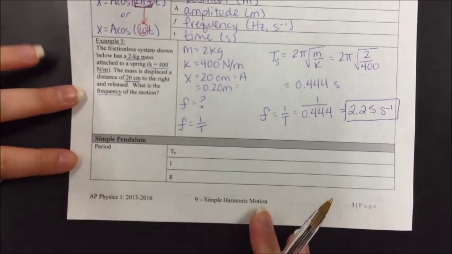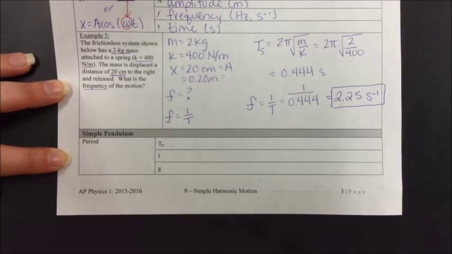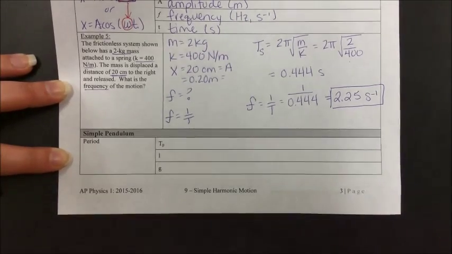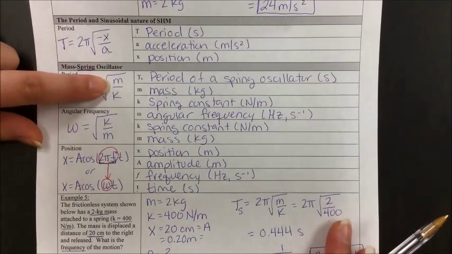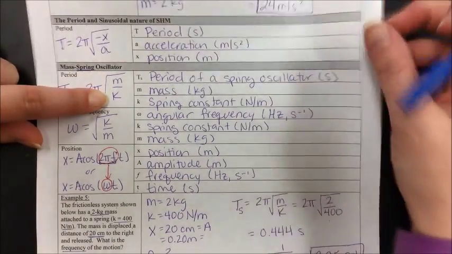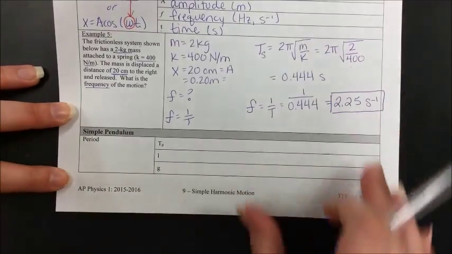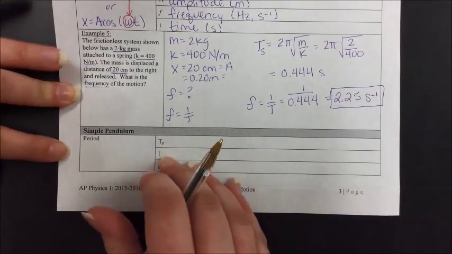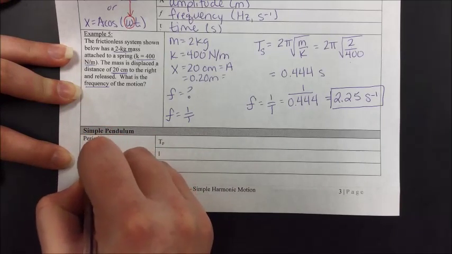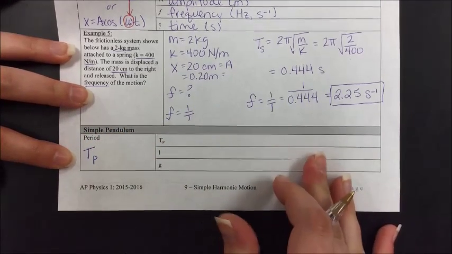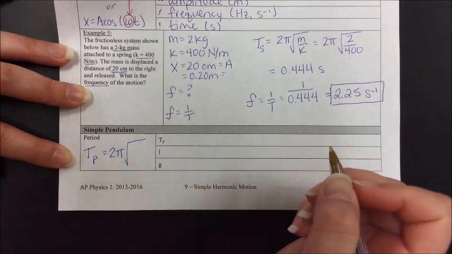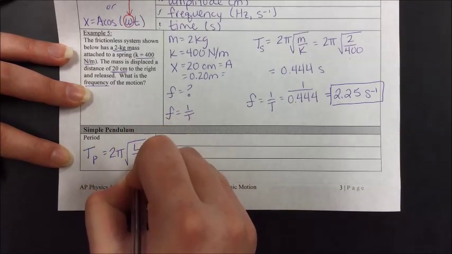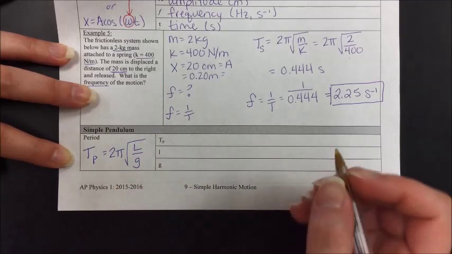So we're going to do the same thing that we did for the spring. We're going to do the same thing for a pendulum. It's going to be the same general format, but instead of using the M and K that we used for our spring, we're going to use the factors that affect the period for a pendulum. So we have T and then the P for period. Same general format, so 2 pi and then the square root, and this will be L over G.